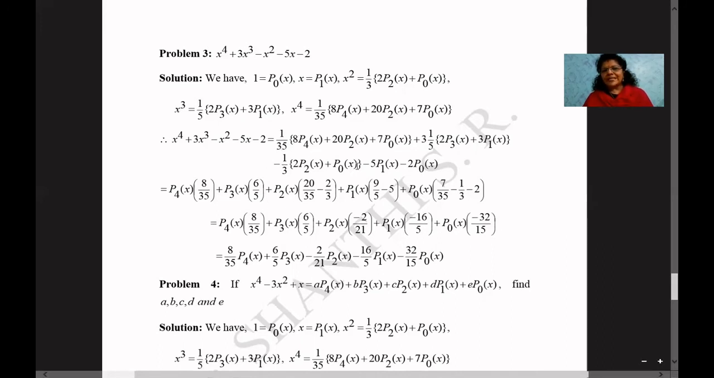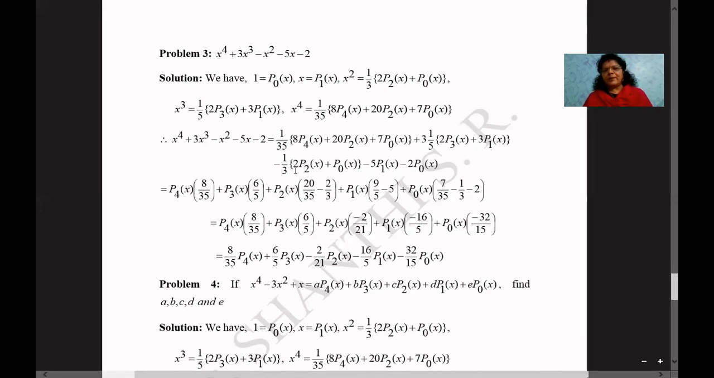How many P3 are there? Again, by observing this term, we can write only one, whose coefficient is 2 into 3 by 5, that is 6 by 5. How many P2 terms are there? Here one P2, here one P2. Two P2 terms are there. So whose coefficient am I going to collect? P2 of x into 20 by 35, correct? Here 20 is the coefficient. Outside the bracket, 1 by 35 is there. So 20 by 35, and this minus 2 by 3, correct? Minus 2 by 3.